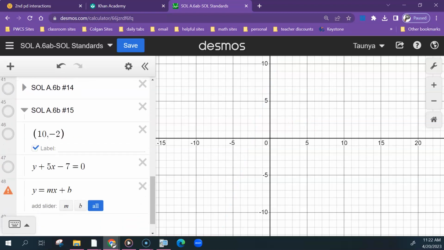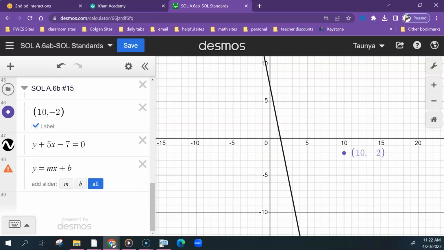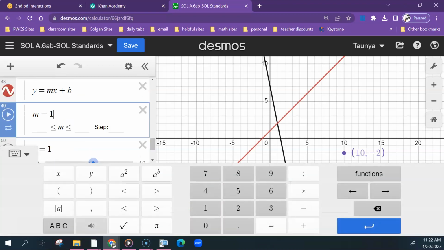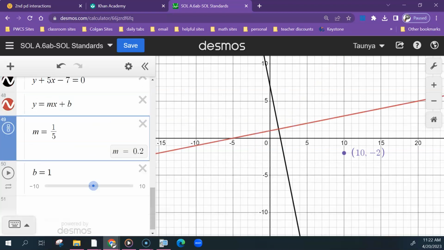And then 15 was your perpendicular. So again, count your slope of this line. And I think it was negative 5. Put in the opposite, the positive 1/5. And then change your y-intercept until it goes through that point.